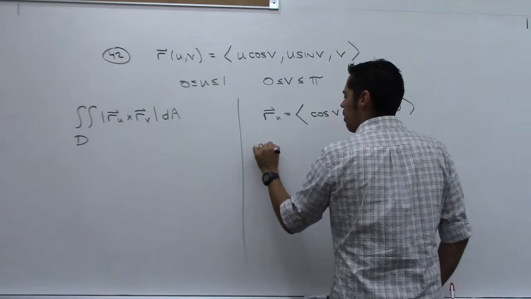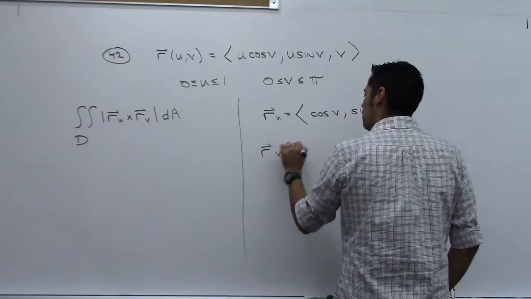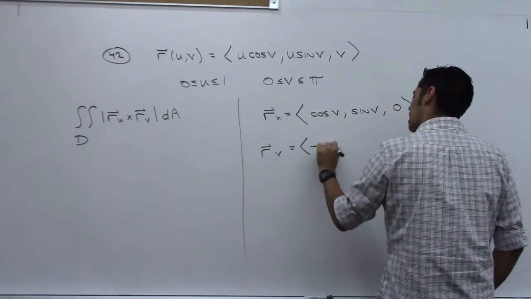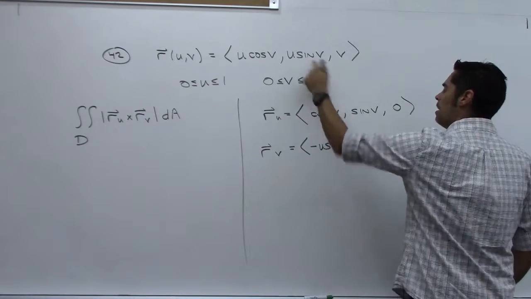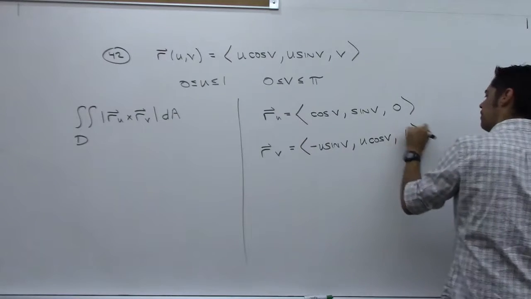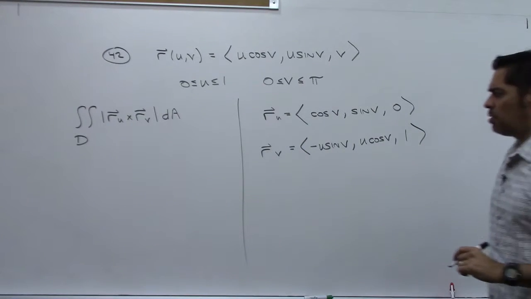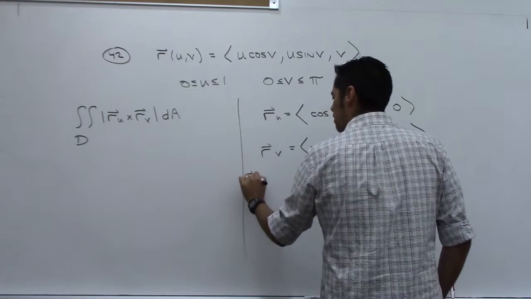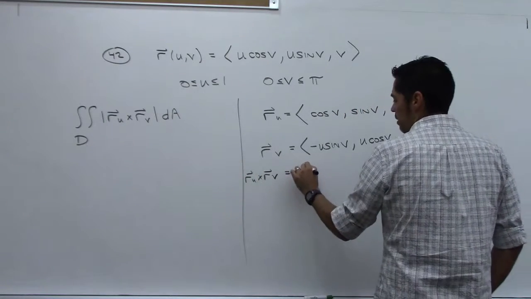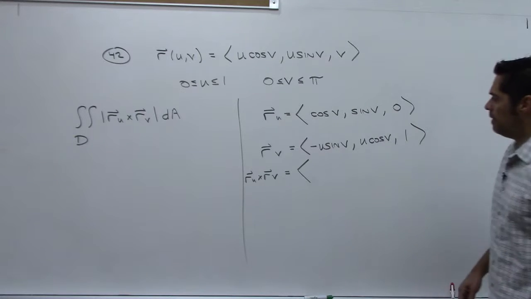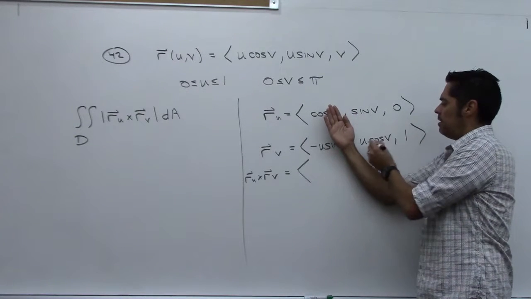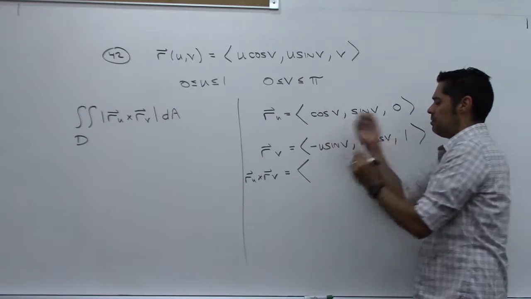All right, the partial of r with respect to v will be, let's see, u is a constant, so negative u sine v, u cosine v, and 1. And now I need to find the cross product. So when I take the partial of r with respect to u and I cross it with the partial of r with respect to v, I get another vector. So let's see what this one looks like. Covering this up, sine v times 1 is sine v, u cosine v times 0 is 0, so just sine v.